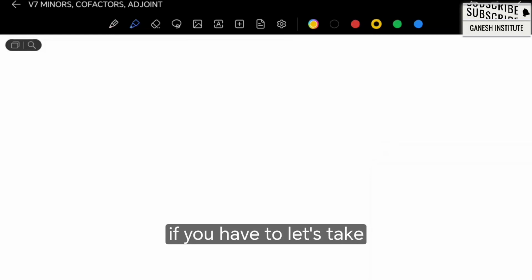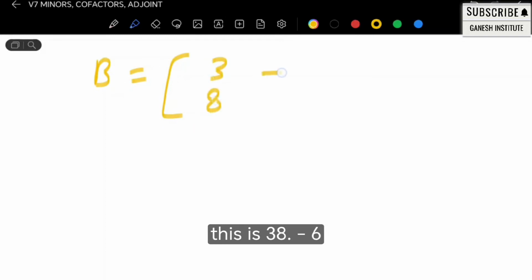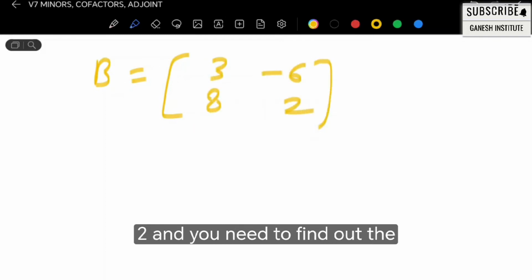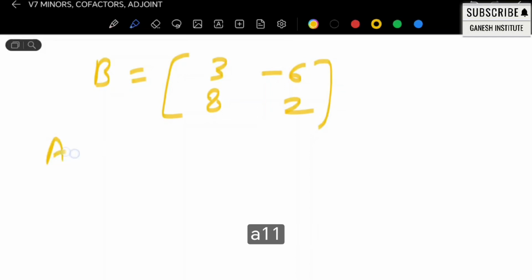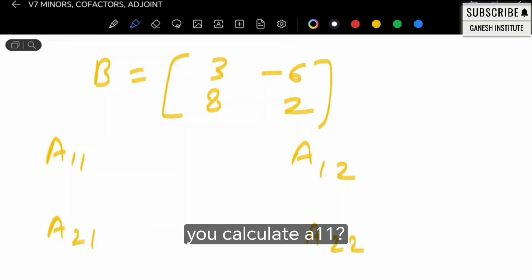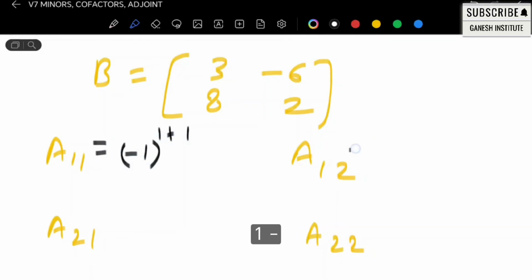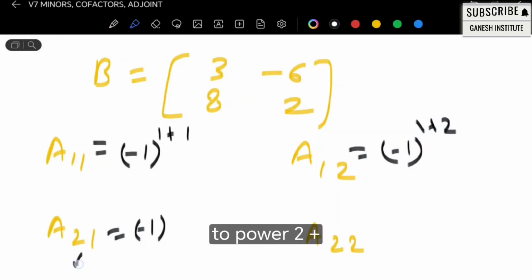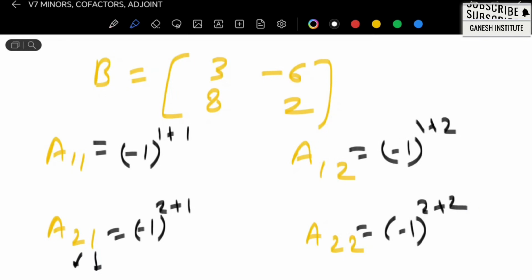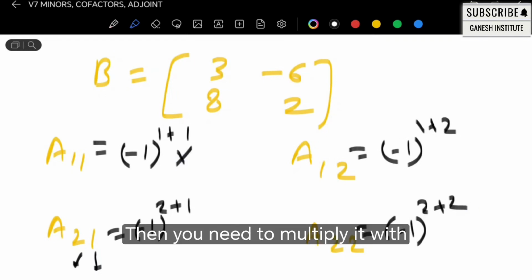For example, let's take a simple example. This is 3 8, minus 6 2, and you need to find out the cofactors. So a11, a12, a21, a22. How will you calculate them? Firstly, this is minus 1 raised to power 1 plus 1, minus 1 raised to power 1 plus 2, minus 1 raised to power 2 plus 1, and minus 1 raised to power 2 plus 2. Then you need to multiply it with minors.